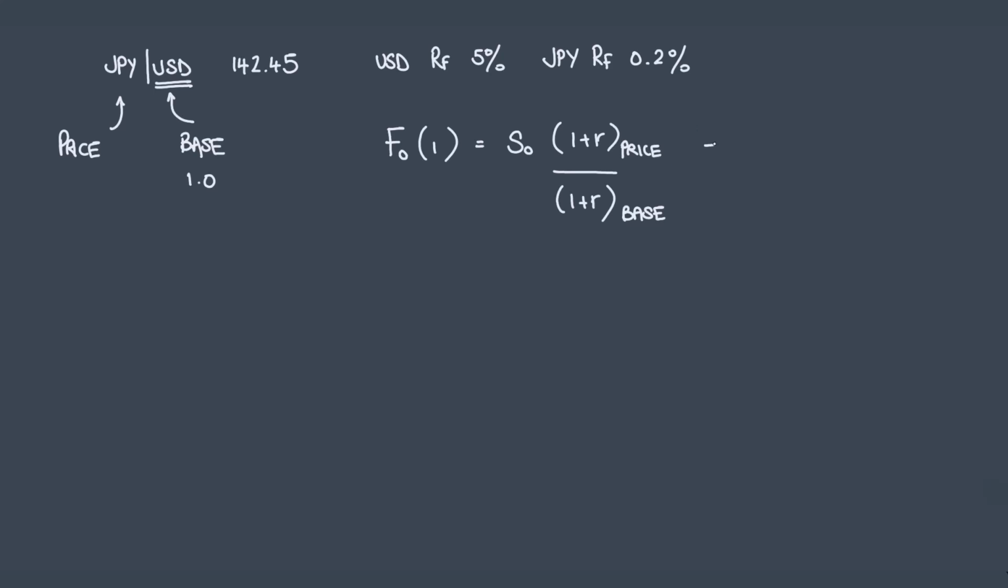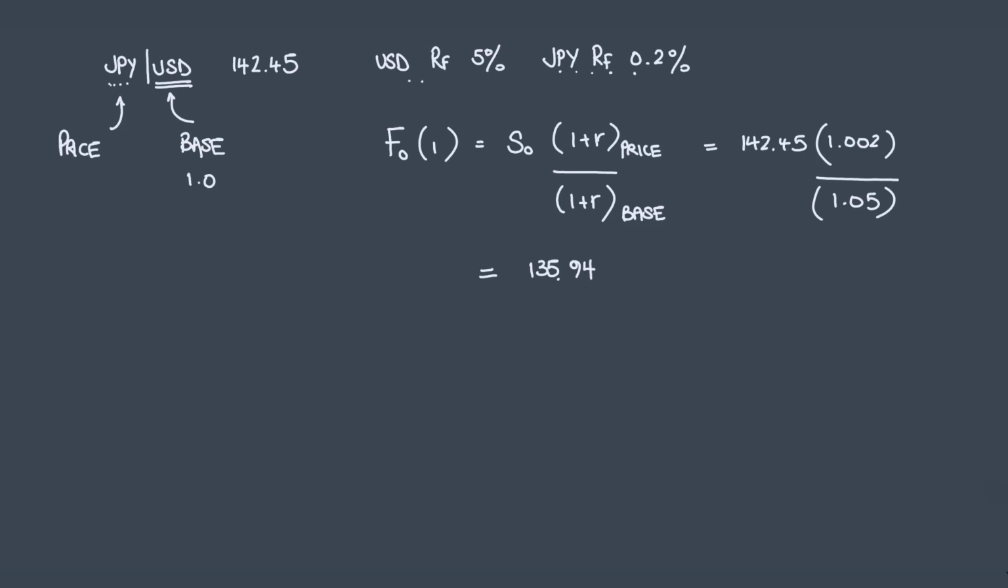So we have here a no-arb forward equal to 142.45 into 1 plus R for the price. The price is the first. It's the JPY. The price is there, 0.2%. So 1.002, be careful here, divided by, there's the base, 1.05. That will give you the no-arb forward price of 135.94.